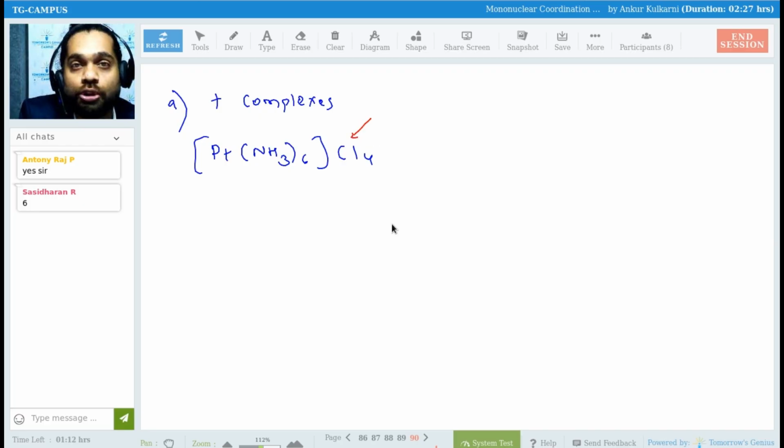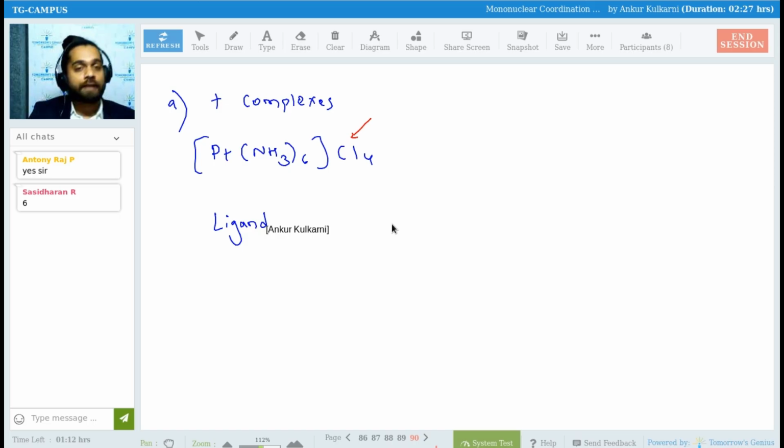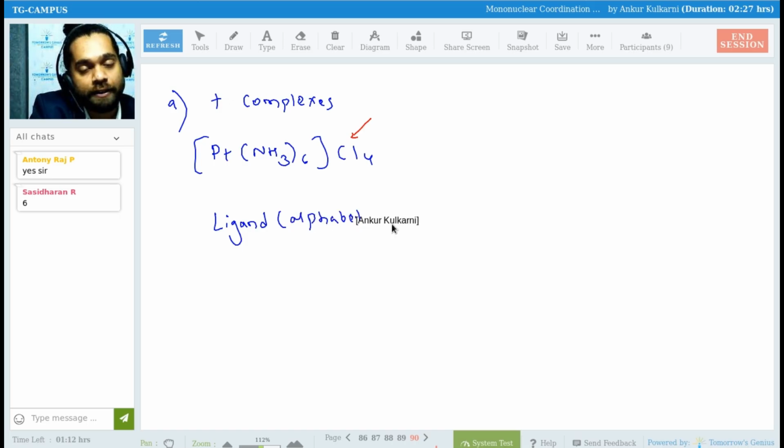So, the first rule in the positive complex: we write in a particular order. First, we solve the bracket, because the bracket is what we have first. In that also, we write down the name of the ligand first. Remember this. Now, what if we have multiple ligands? Those we will write alphabetically. So write down the names of ligands alphabetically. That is what we write first.